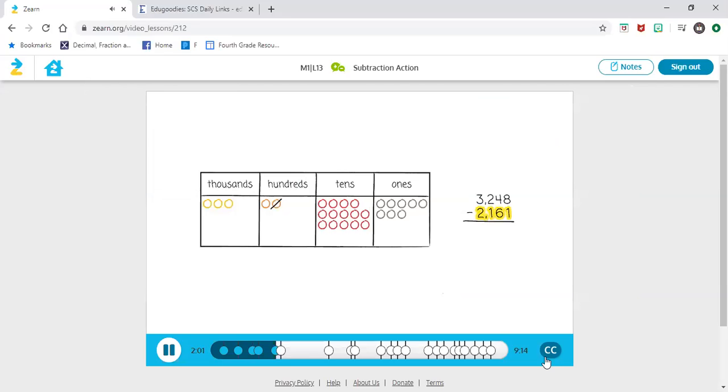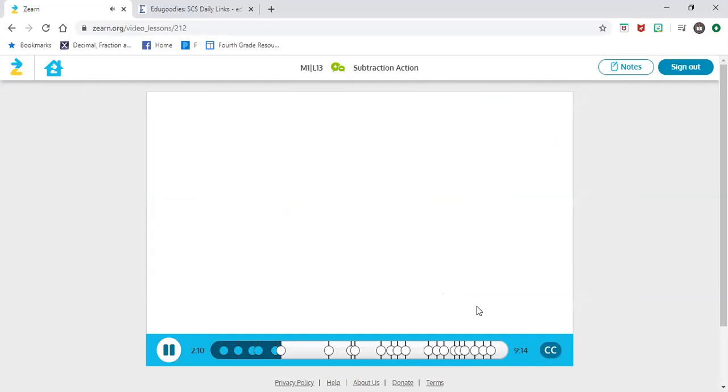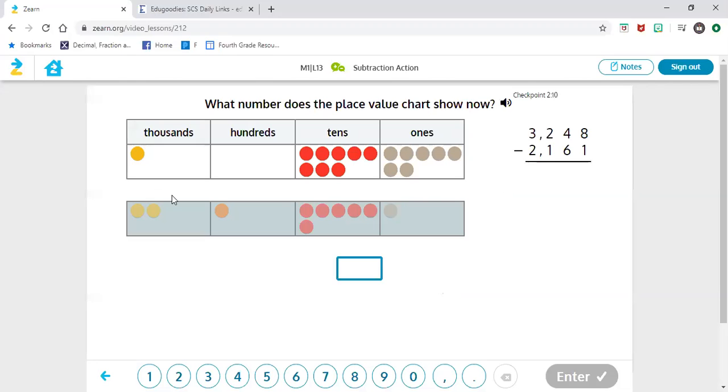We can subtract 2,161 like this. What number does the place value chart show now? So now the number that I have is 1,000. Put my comma between my thousands and my hundreds. 0 hundreds, 8 tens, and 7 ones. So now I'm saying that my answer is 1,087.